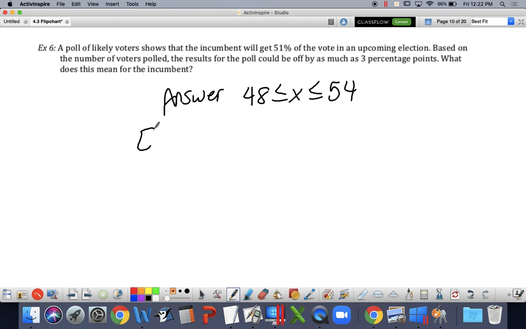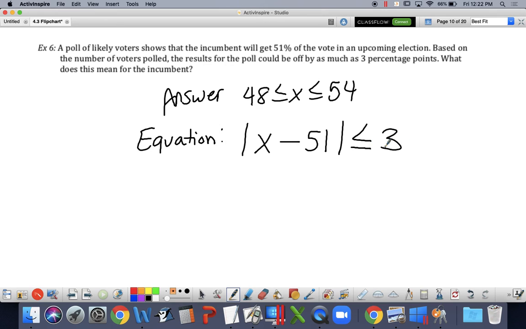The equation that matches this, since I have less than statements, is I write my absolute value bars and then x minus whatever the expectation is, which is 51, and then less than or equal to what the margin of difference is, 3. Is there ever going to be a word problem where it's not less than? It's always going to be less than.